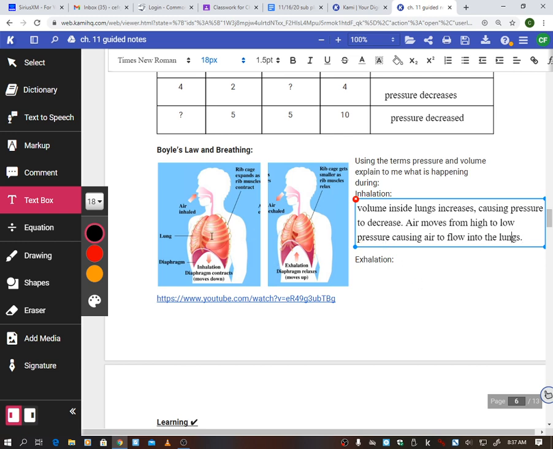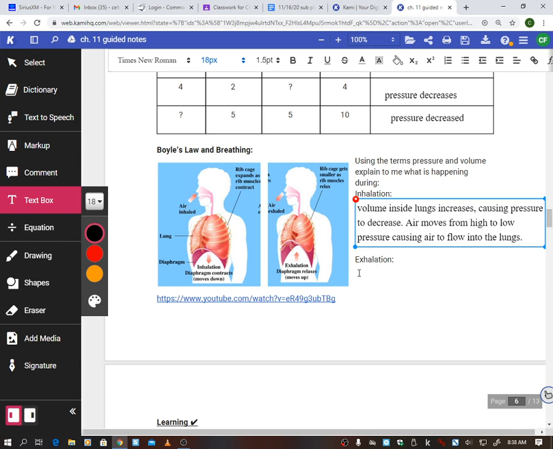All right, so what happened here is your lungs got bigger, the volume increased, pressure decreased inside there. So now the pressure inside your lungs is lower than the pressure of the air outside your lungs. So it's not like you're sucking in air. What happens is your diaphragm relaxes and air just naturally flows into your lungs.